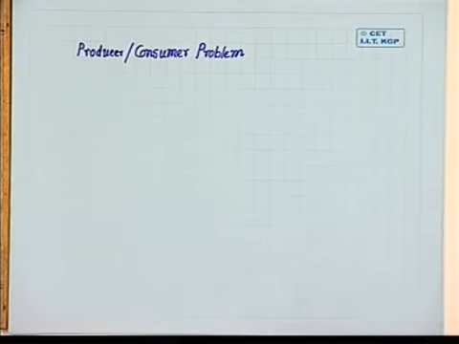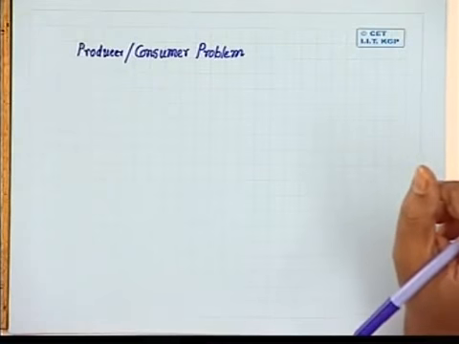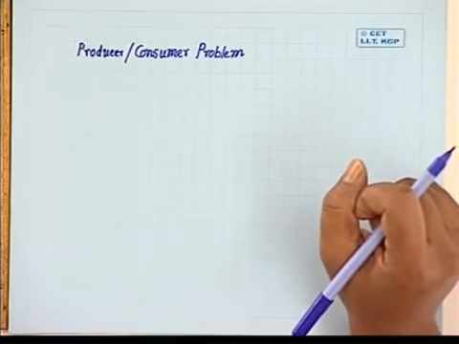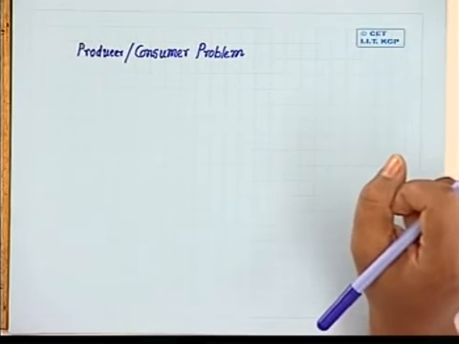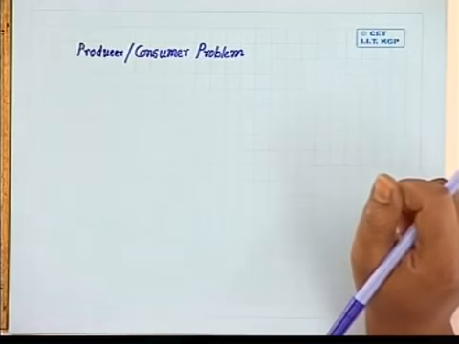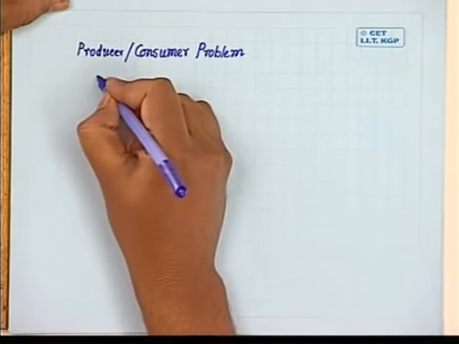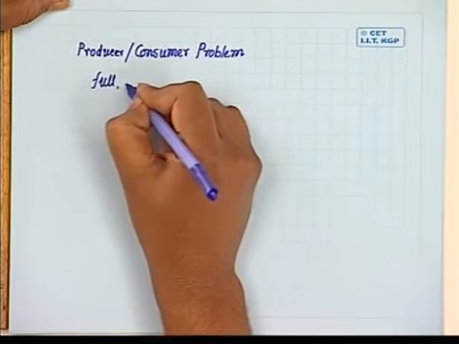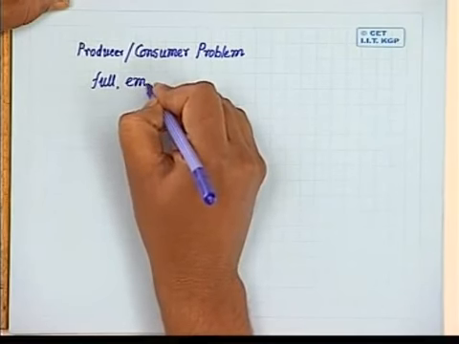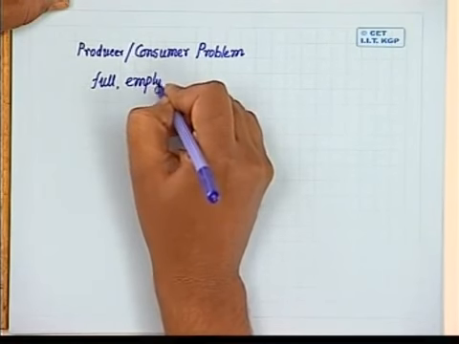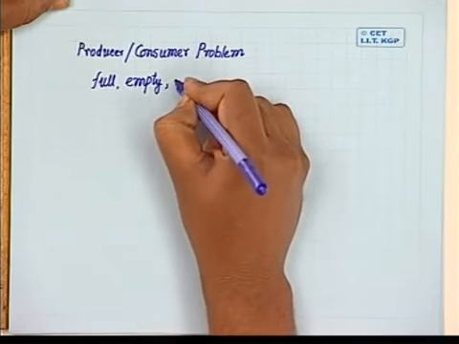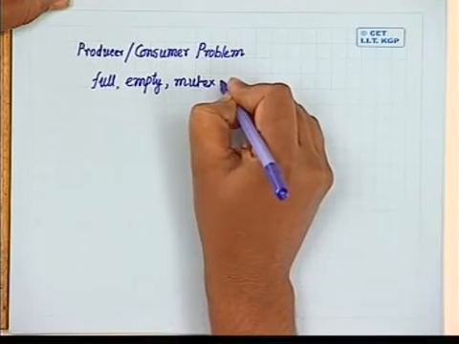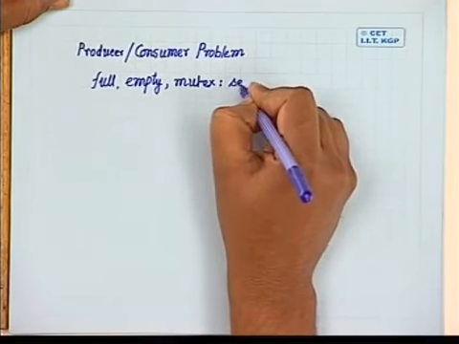We have seen two different solutions of this producer-consumer problem earlier. Now let us see whether we can solve this producer-consumer problem using the semaphore variables as well. So to solve this producer-consumer problem, we assume that there are three semaphore variables. One of the semaphore variables is full, the other semaphore variable is empty, and the other one is, say, mutex. All these are semaphore variables.